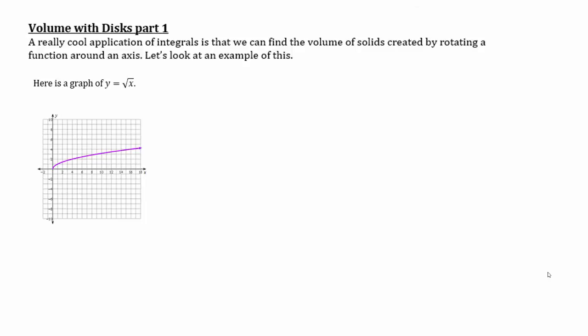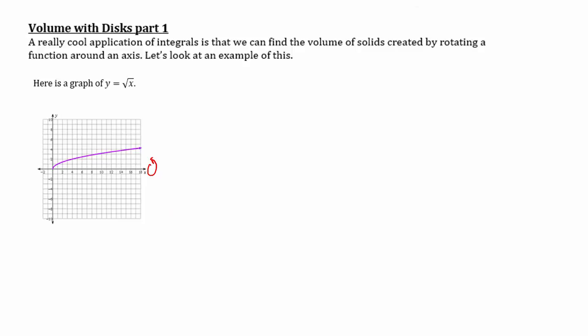So here's a graph of y equals square root of x. We're going to rotate it around the x-axis. So we're going to rotate it around to where it's like reflecting around the x-axis, but instead of just reflecting, we're actually taking it and thinking three-dimensionally about it going all the way around.